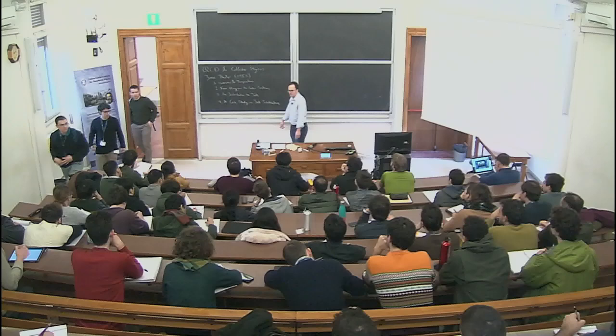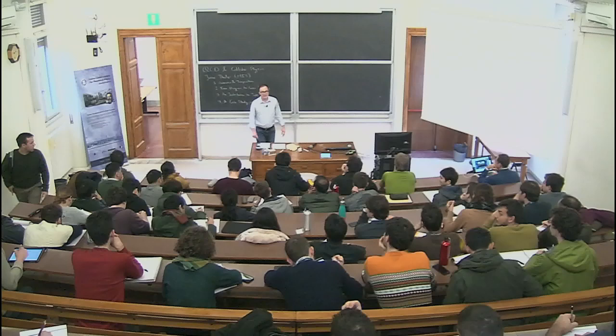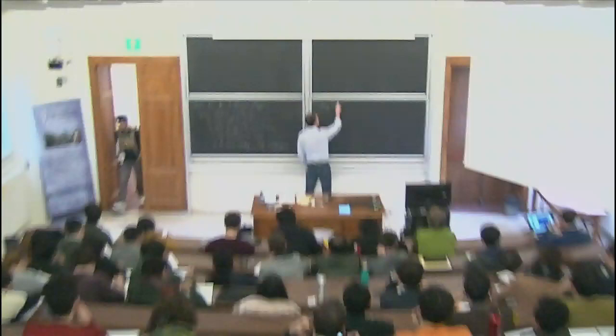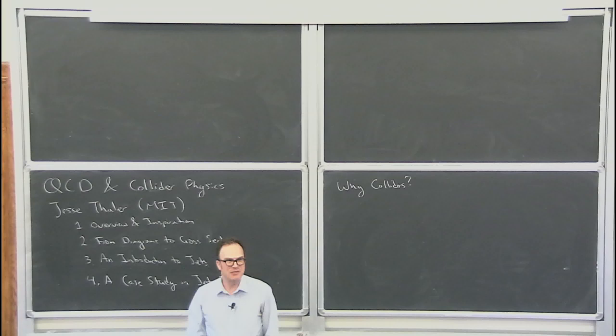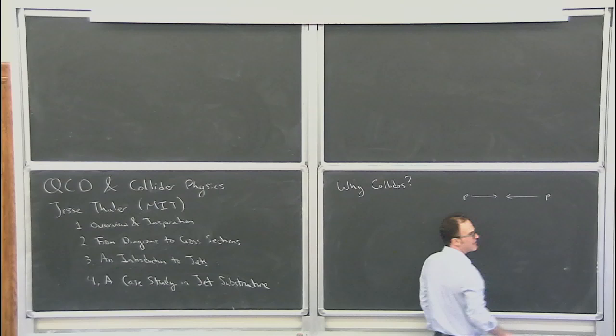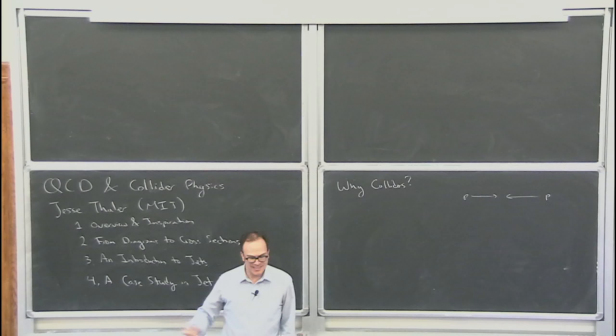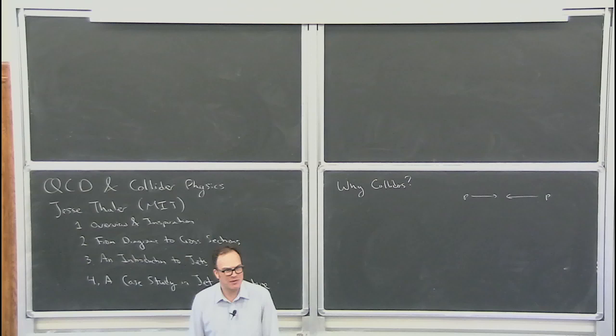But let's start with an overview and an inspiration, and maybe start with a very basic question of why colliders? What do we do at the Large Hadron Collider, right? We take beams of protons, we slam them together, and we've had a half century to go to ever-increasing collision energies to try to understand the structure of fundamental physics. And you can ask, is this a good strategy? Colliders are expensive. Is this expense worth it?